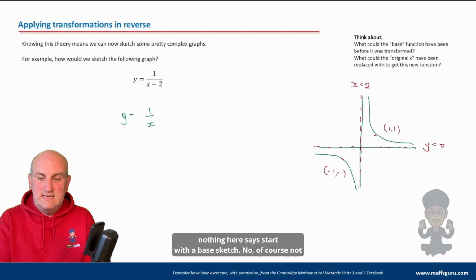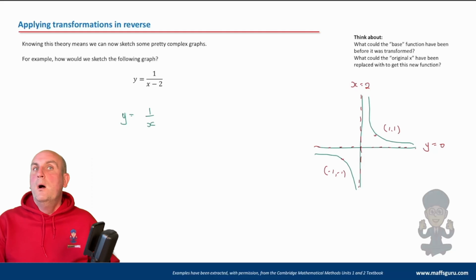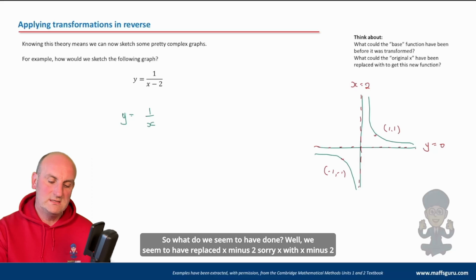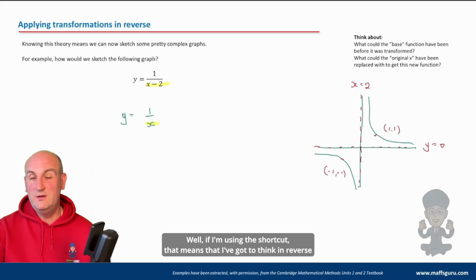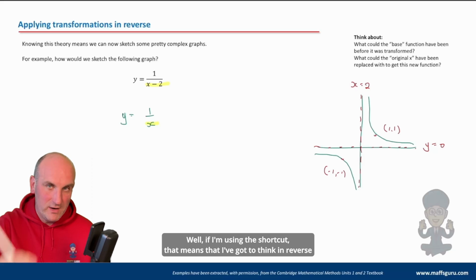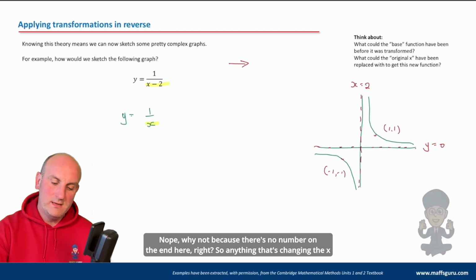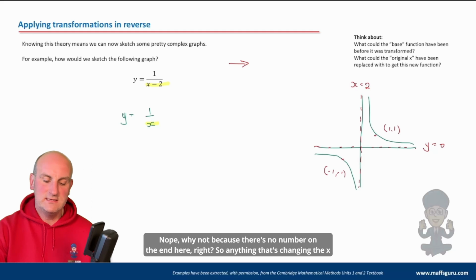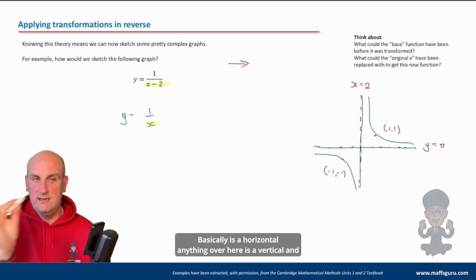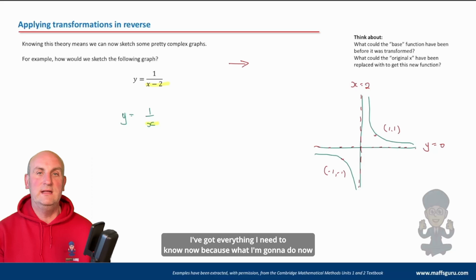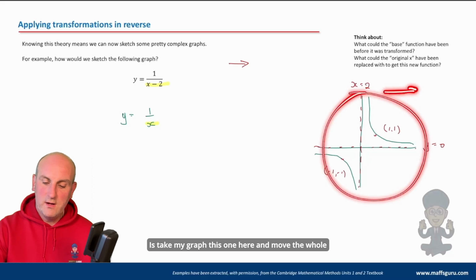Now, you'll notice that nothing here says start with a base sketch. No, of course not. But by starting with that, I've got a good chance of knowing what to do next. So what do we seem to have done? Well, we seem to have replaced x with x minus 2. If I'm using the shortcut, I've got to think in reverse, because that x minus 2 means I've moved it 2 places to the right. Have I done any up or down? Nope. Why not? Because there's no number on the end here. So anything that's changing the x is a horizontal. Anything over here is a vertical. And I've got everything I need to know now, because all I've got to do is take my graph and move the whole thing that way.